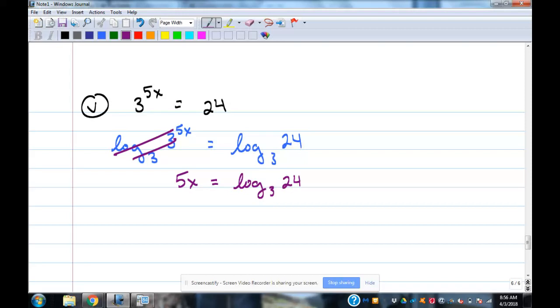How? I just divide both sides by 5, right? x is going to be log base 3 of 24, all divided by 5. This is the exact solution. We need to be able to get the exact solution. We also need to be able to get a decimal approximation for that. That's where knowing how to evaluate that log on your calculator is helpful.